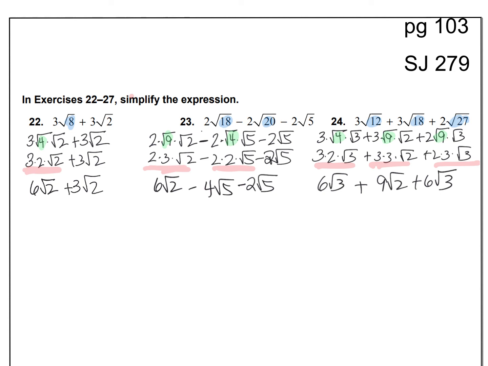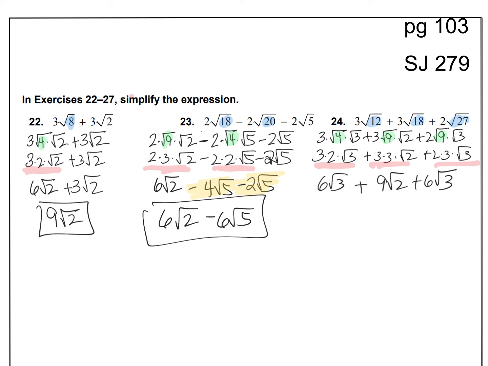So when I look at this first one, 6 square roots of 2 plus 3 square roots of 2 is 9 square roots of 2. That's the answer. For my next one, I have these two are like terms. And we'll use a different color. Yellow. These two are like terms. So I'm going to combine those. I'm going to have 6 times the square root of 2 because it didn't have anything to combine with. And negative 4 square roots of 5 minus 2 square roots of 5 is negative 6 square roots of 5. That's the answer. Then the next one, my like terms are this one and this one. So 6 square roots of 3 plus 6 square roots of 3 is 12 square roots of 3 plus 9 square root of 2. That's the answer to that one.